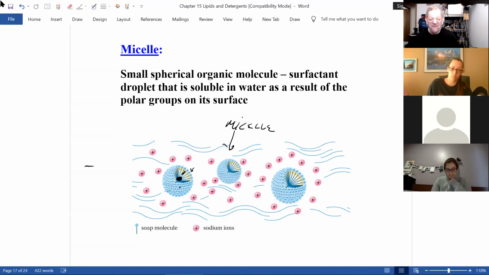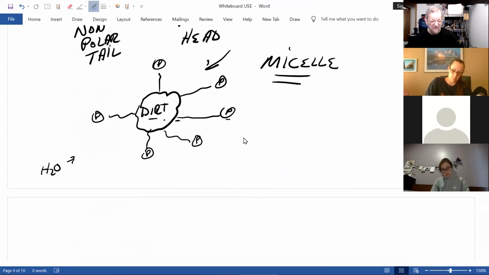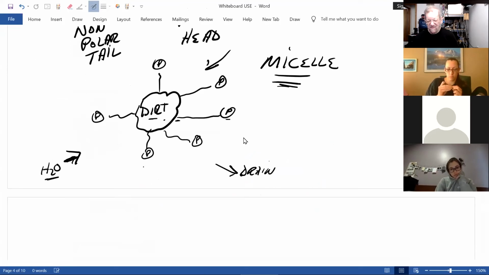But anyways, the micelles are formed around all the dirt particles. So now if we go back to my outstanding drawing here, when you have a micelle, water looks at the micelle and says, oh, I'm polar, and all it sees is the outside polar heads of the micelle. You're polar, let's go down the drain together. And they do, and now your hands are clean.